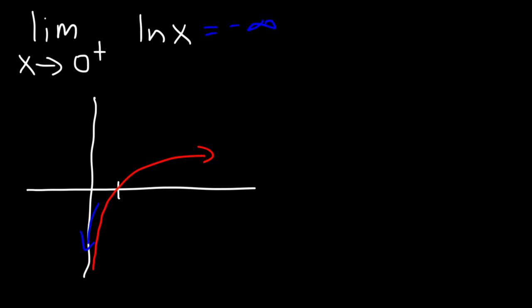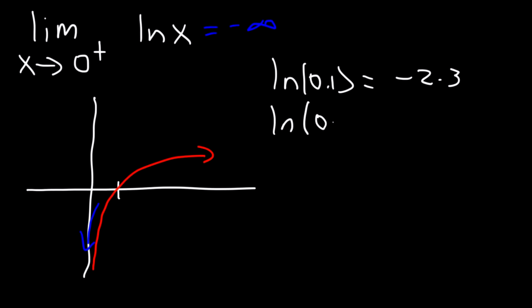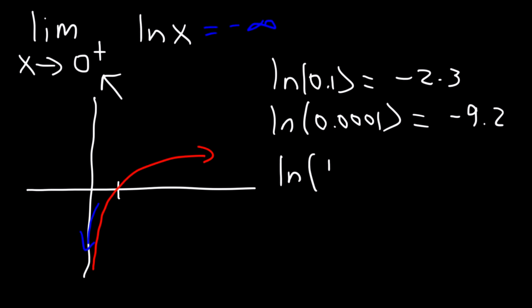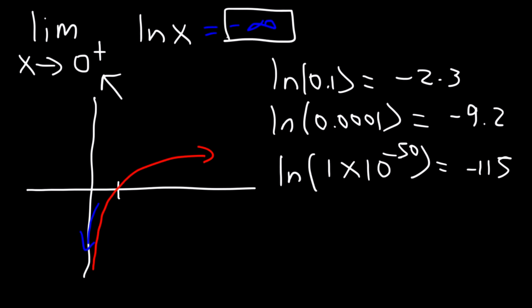And if you have your calculator, you can confirm it. Let's say you plug in ln 0.1. This is equal to negative 2.3. Now let's plug in ln 0.0001. It has to be from the right side, so it has to be positive. This is going to equal negative 9.2. So notice that we get a larger negative. Let's plug in a very, very small number, 1 times 10 to the negative 50. That's like 0.00000, almost 50 zeros, and then a 1. This is negative 115. So slowly it becomes more negative, as we can see. That's why it approaches negative infinity.